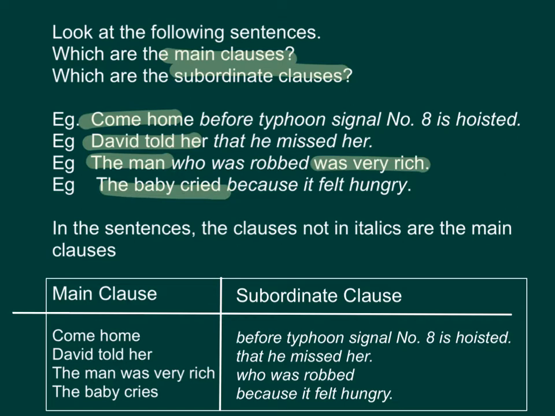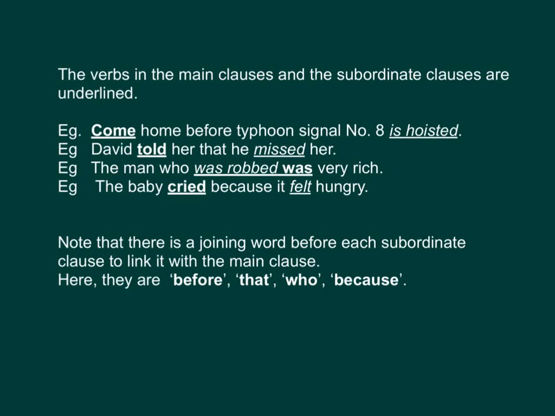In the sentences, the clauses not in italics are the main clauses. The verbs in the main clause and the subordinate clause are underlined. Note that there is a joining word before each subordinate clause to link it with the main clause. Here they are: before, that, who, because.